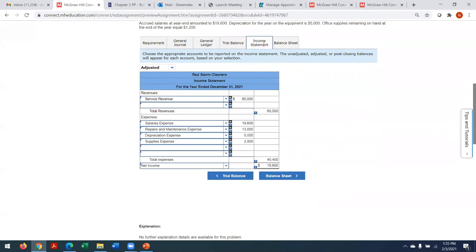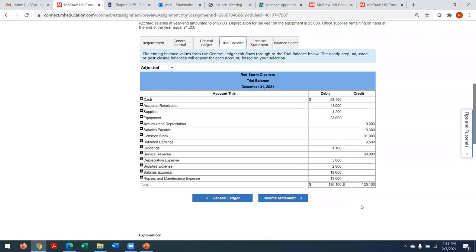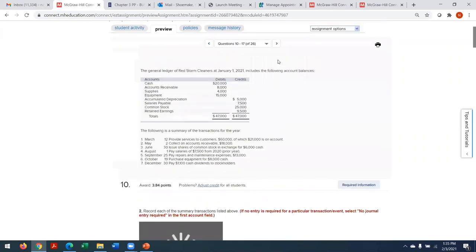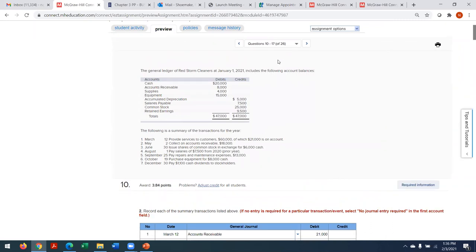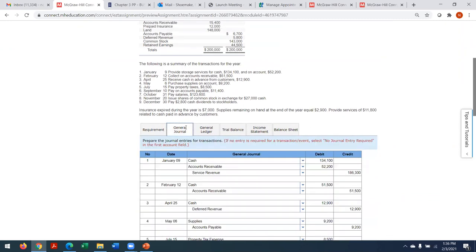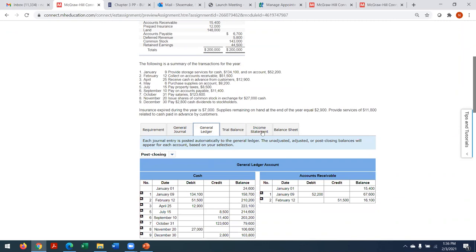Your income statement will automatically populate as long as your adjusted trial balance is correct. Take a picture of this with your phone, guys. Best way to do it. Here's another one. Again, you're not going to have to fill it all in. You create your journal entries, and then all this will happen for you.